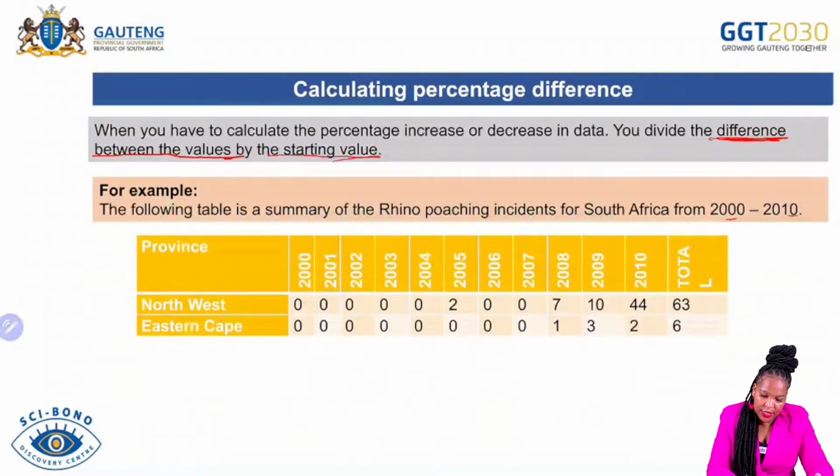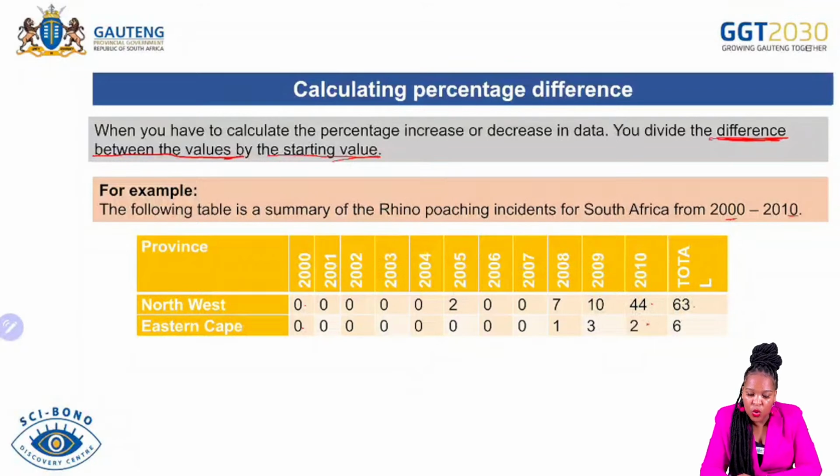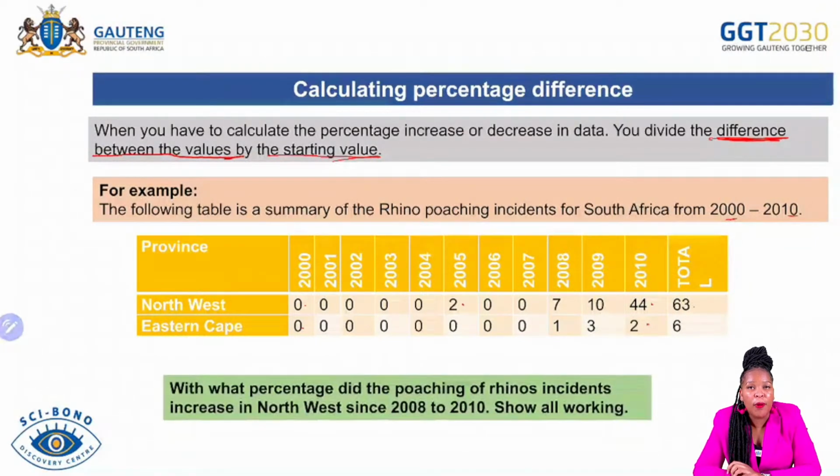So in Northwest from 2000, there were 0 rhino poaching, and then in 2010, there were 44. The total were 63. Eastern Cape, there were 0 in 2000 when they started. Then in 2010, there were 2. So let's check. They may ask you how much did it increase by, or what was the percentage increase from 2005 to 2010. So you must be able to do that calculation. How do you go about that calculation?